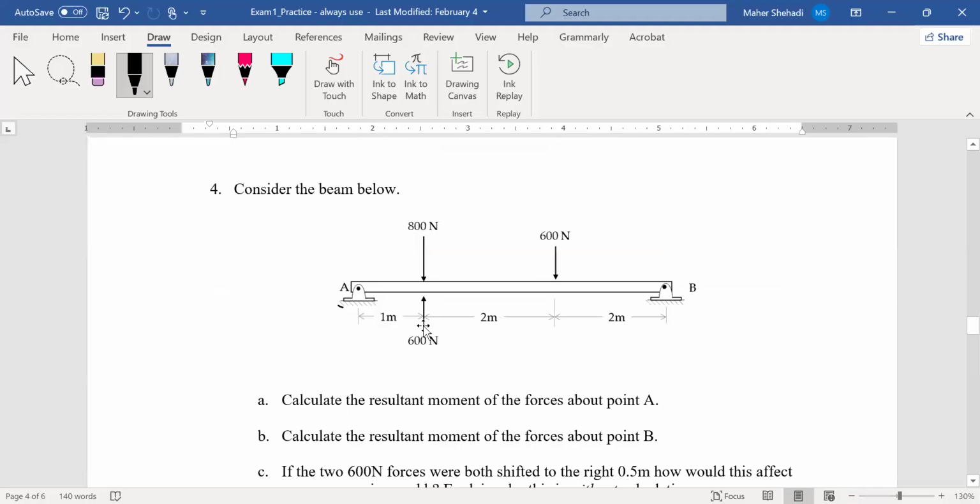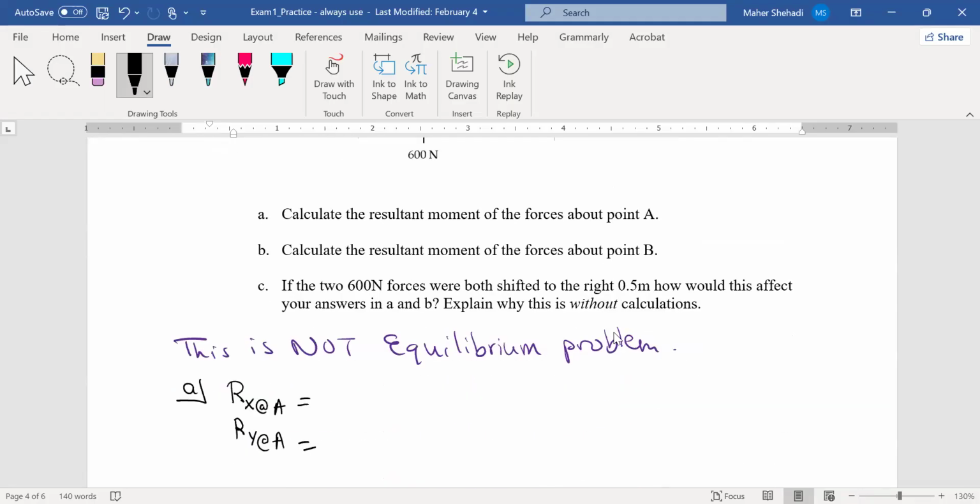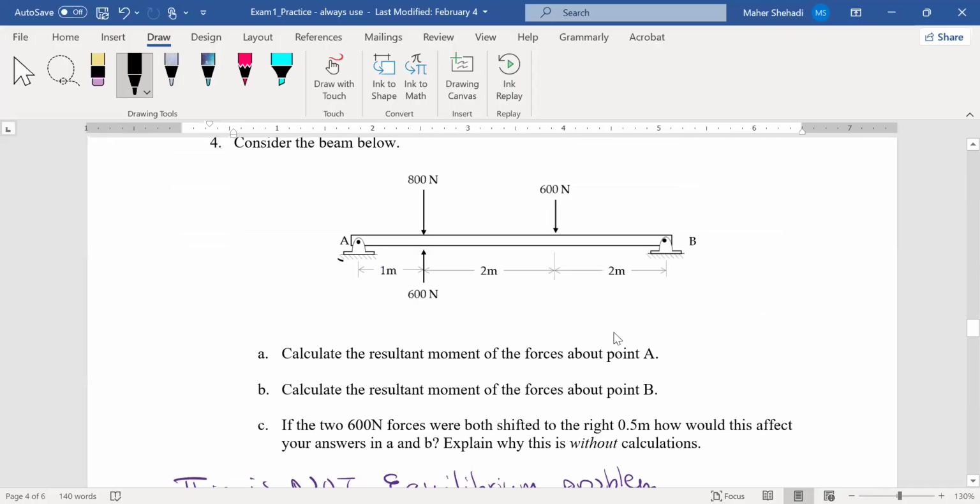What do we have? Rx at A, there are no forces actually in the X, so that's equal to 0. I'm not going to have any resultant at A in X. I will have a resultant in the Y direction. What's that equal to? I have minus 800 plus 600 minus 600. So minus 800, plus 600 going up and minus 600 going down. And yes, I can remove those two and put 200.